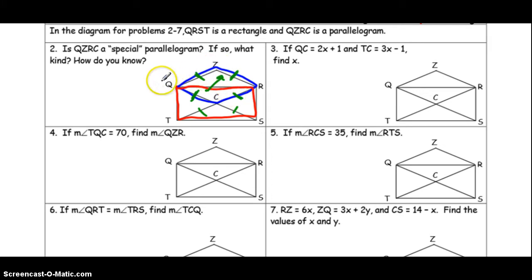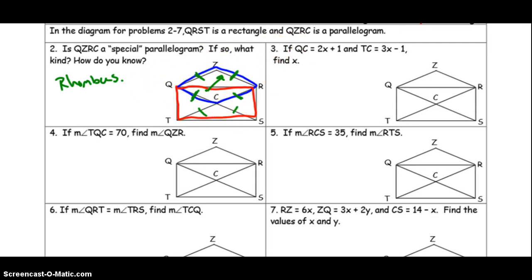And now when we look back on QZRC, we see that it's not just a parallelogram, but that all the sides are congruent. And so it makes it a rhombus. As for how we know, I'll just talk about this out loud. We know because since the diagonals of a rectangle are congruent, QC is congruent to CR, and since the opposite sides of a parallelogram are congruent, QZ and ZR are also congruent, and so all 4 sides are congruent. That makes it a rhombus.